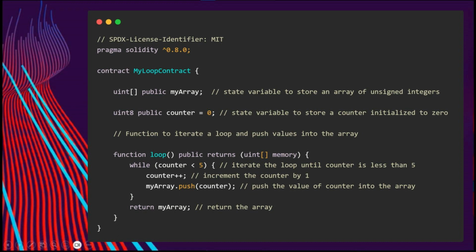The loop itself iterates until the value of counter is less than 5, and during each iteration, the value of counter is incremented by 1 and pushed into myArray. After the loop is completed, the function returns the entire myArray containing the pushed values.